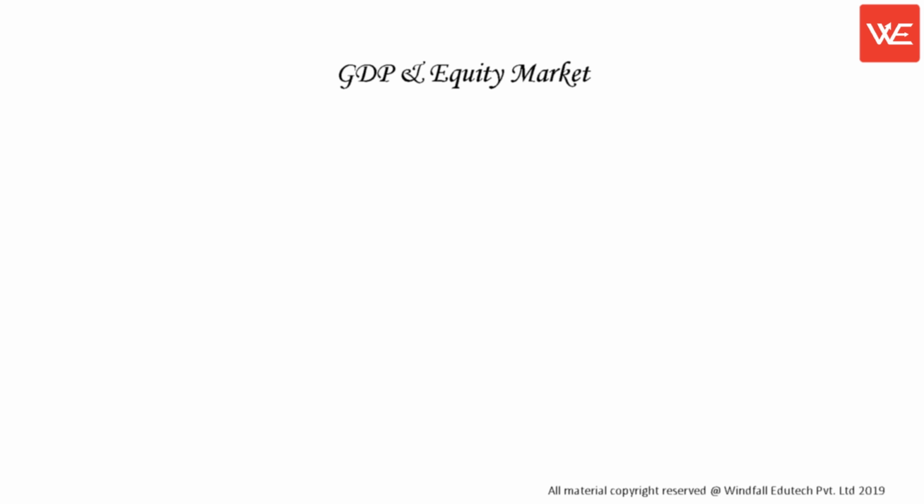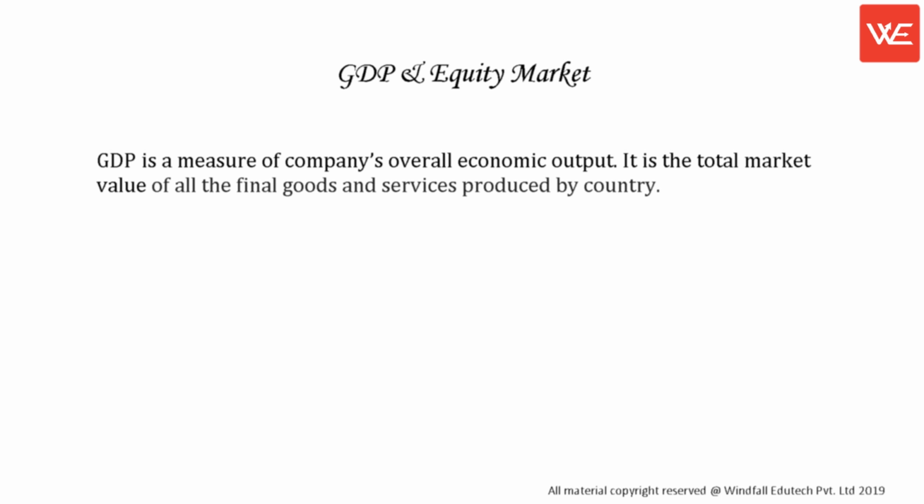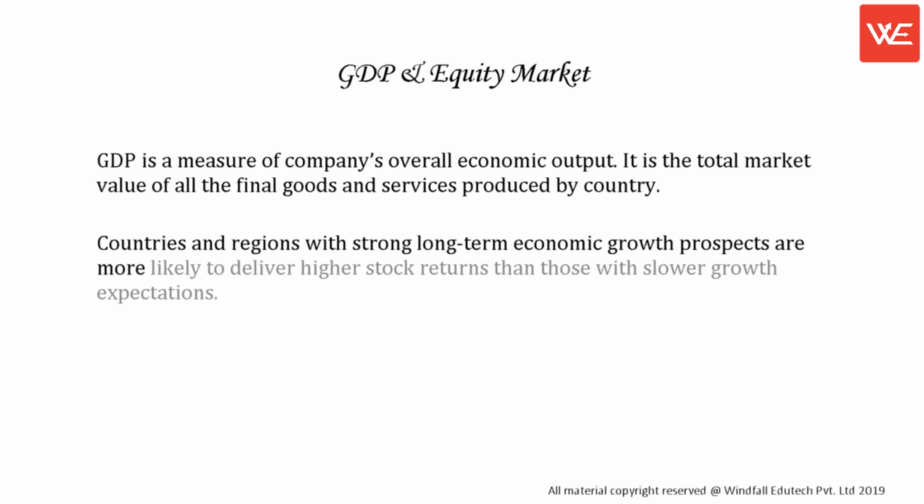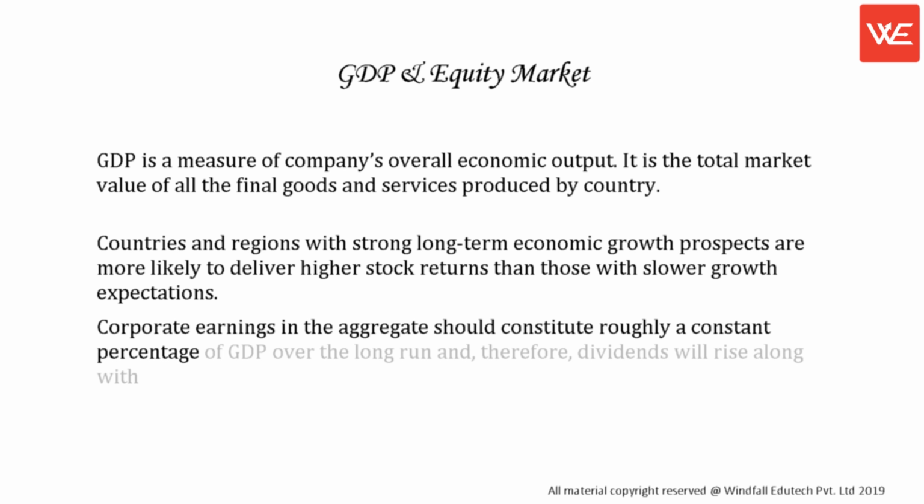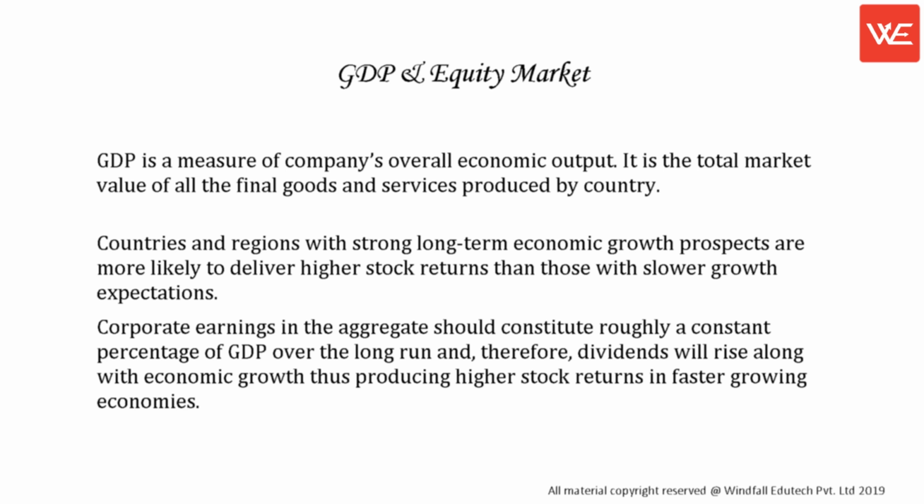GDP and equity market. GDP is a measure of a country's overall economic output. It is the total market value of all the final goods and services produced by a country. Countries and regions with strong long-term economic growth prospects are more likely to deliver higher stock returns than those with slower growth expectations. Corporate earnings in the aggregate should constitute roughly a constant percentage of GDP over the long run and, therefore, dividends will rise along with economic growth, thus producing higher stock returns in faster-growing economies.